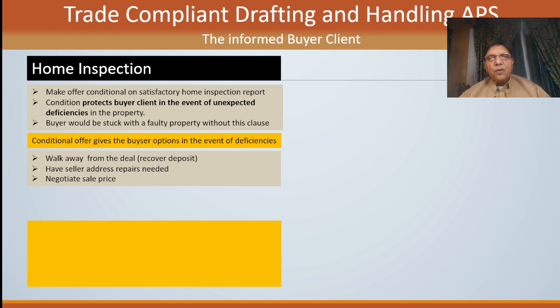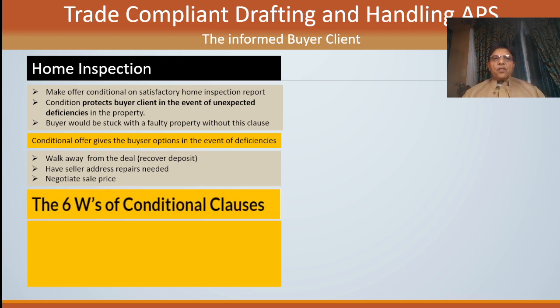Conditioning offers also gives you options. It gives you a tool also. Your client can walk away and recover the deposit, have the seller address the repairs needed, or you can negotiate. You can use it as a tool for negotiation, and you can get the price renegotiated, and you can make your client happy if he's willing to proceed, and if they can get a reduced price on the property, and they can get the things done. But make sure that you are advised that they are willing to move, and you are negotiating a favorable price for them. So that's your responsibility.